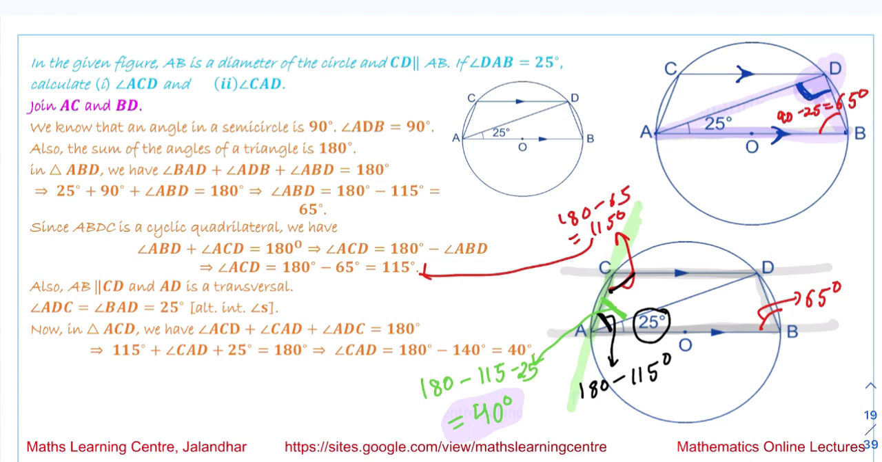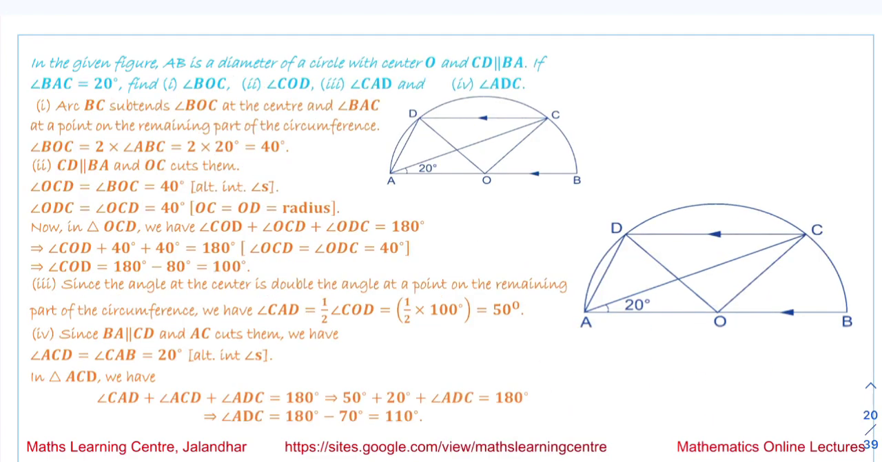Next we are given that AB is the diameter of the circle, and this line CED and AB are parallel to each other.